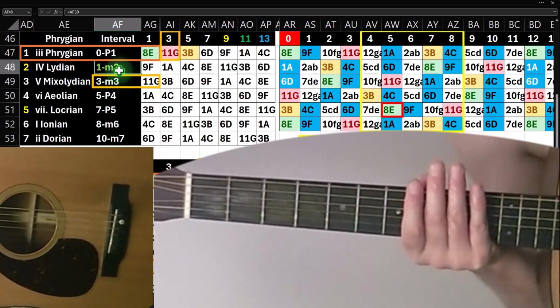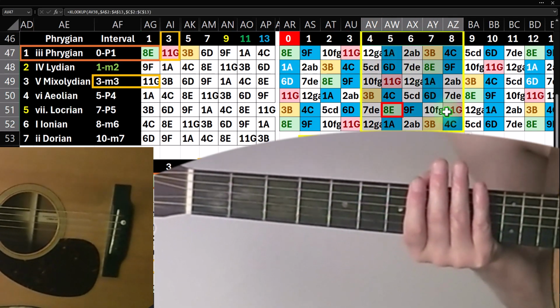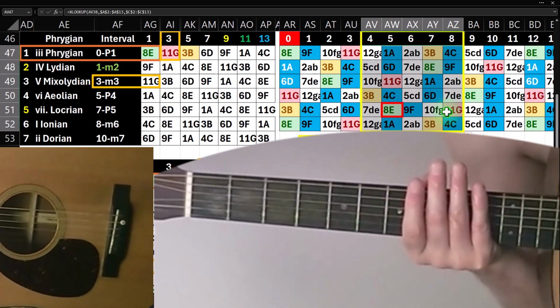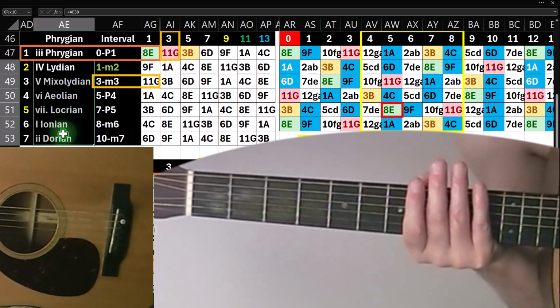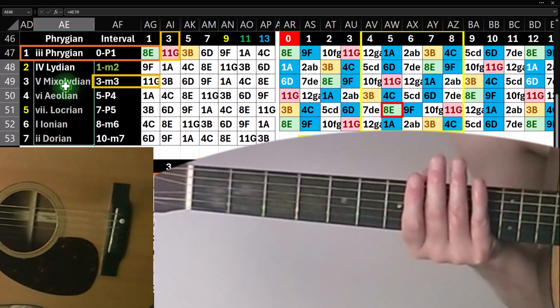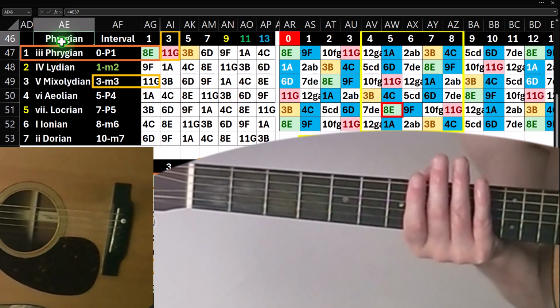So if I knew this shape, because I know this shape as the major shape and all of the minor modes related to it, then I can take any of those modes and simply shift one interval to get to the related major or minor mode. In this case, I'm looking at a minor mode, the Phrygian mode.